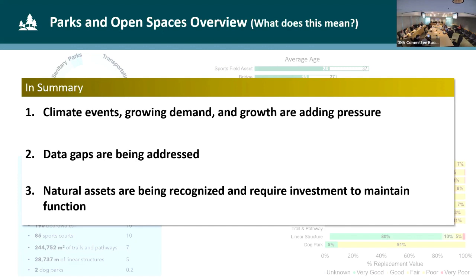The second aspect I've already spoken to: there are data gaps that we want to continue to address. For example, we have incomplete data collection on underground utilities in our park spaces. That's an area we really want to focus on to improve long-term decision-making. And then the third element is that we're recognizing natural assets. We want to spend more time ensuring how the district can be more resilient in climate change and extreme weather events, and what investment might be needed for the health and function of these natural assets. That's an area of work that many municipalities are trying to figure out right now.